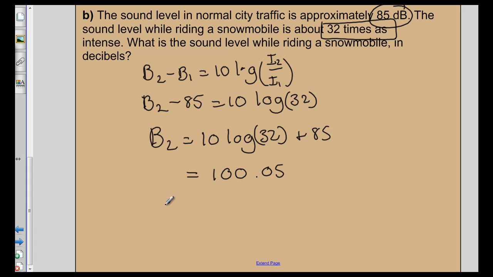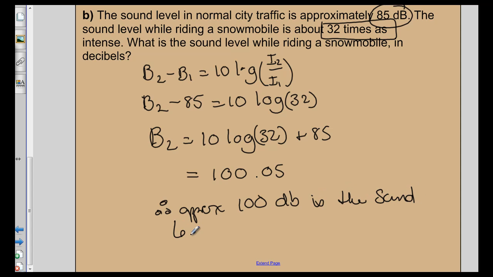So we're going to round that off to approximately 100 decibels is the sound level of a snowmobile.